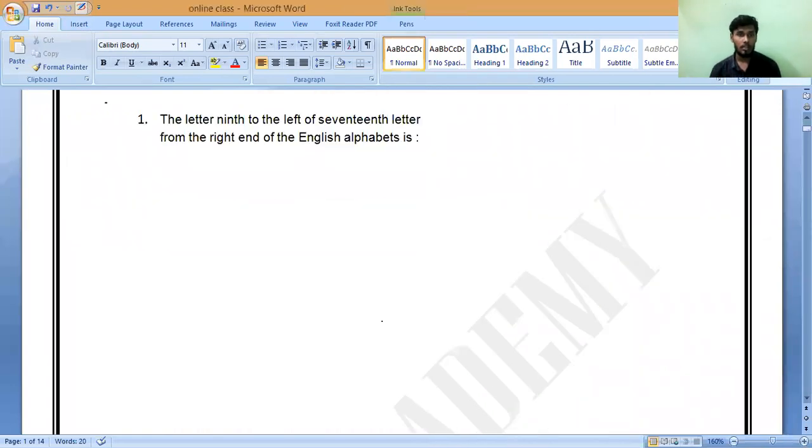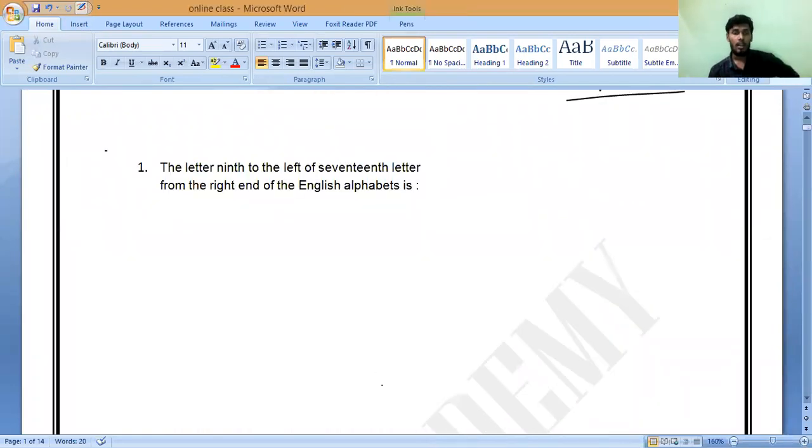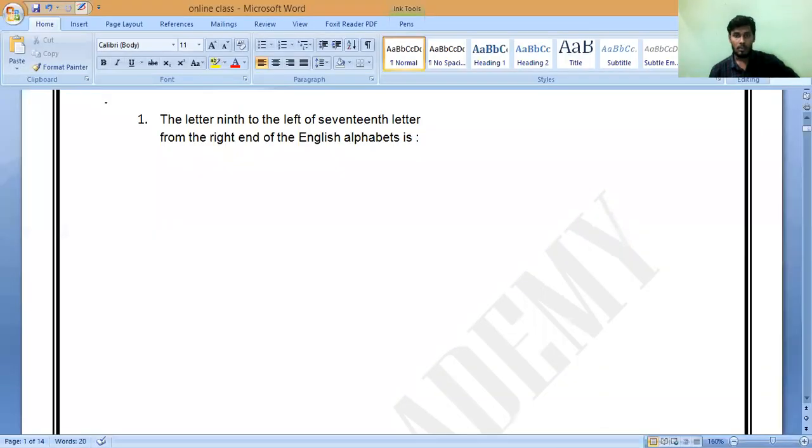This is the question. The letter 9th to the left of 17th letter from the right end of the English alphabet is. Solve it. Use your brain and solve it. I am saying your options also.